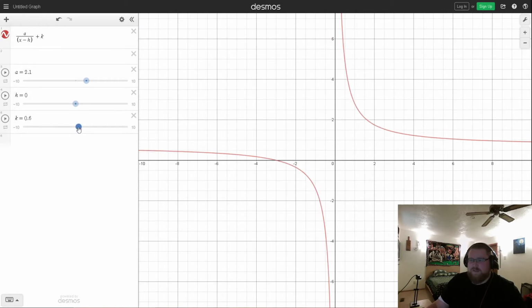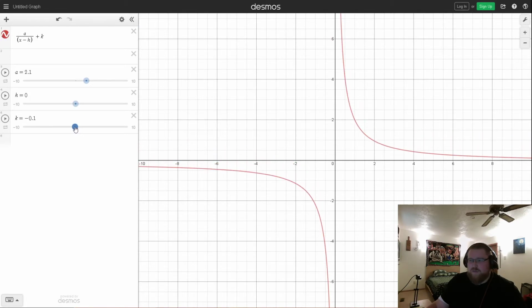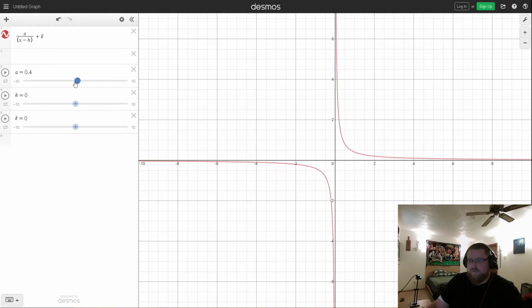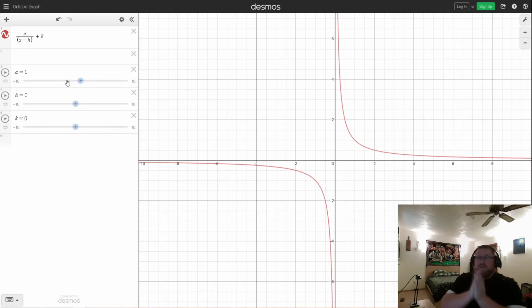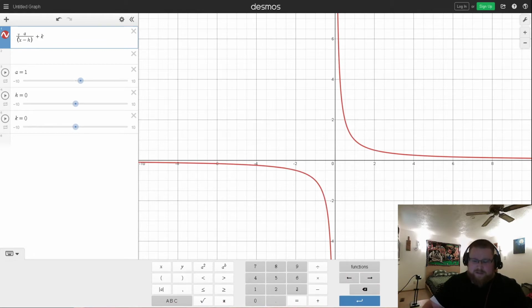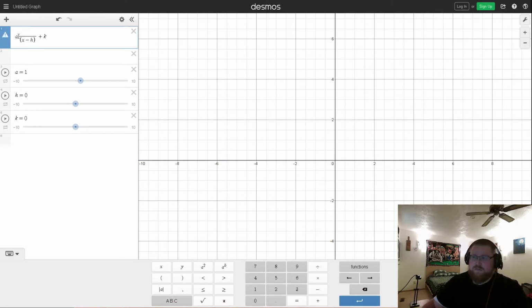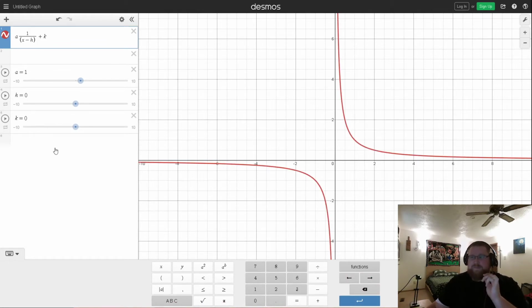Let's put them back at zeros. Put a back at 1. There we go. This is a reciprocal function. Notice the h is in the denominator, meaning it is inside of the reciprocal part of the function, right? A is on top. We could also move a out front if we wanted to. So we could write it like this, and it'd be the exact same.